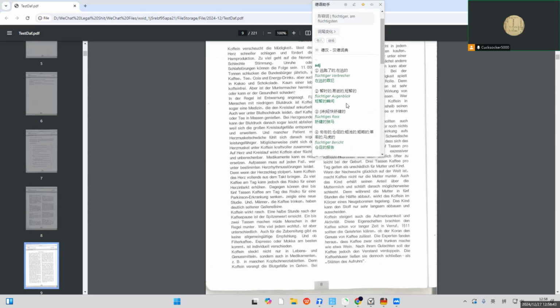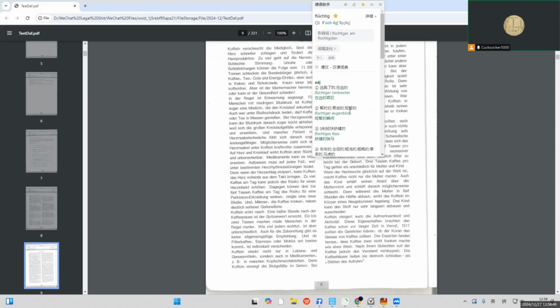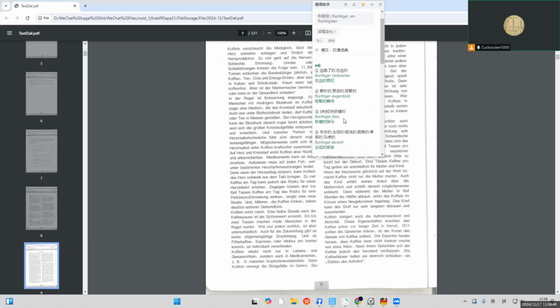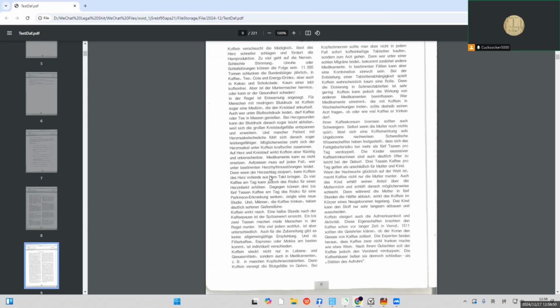Flüchtig? Okay, it's pretty short. Flüchtiger Augenblick. Okay. It's pretty short.